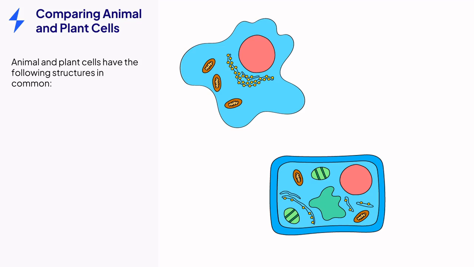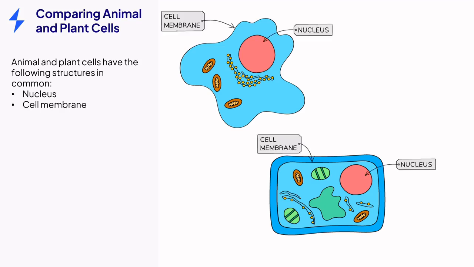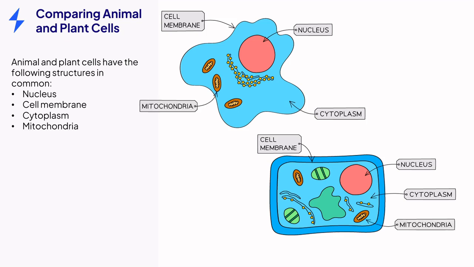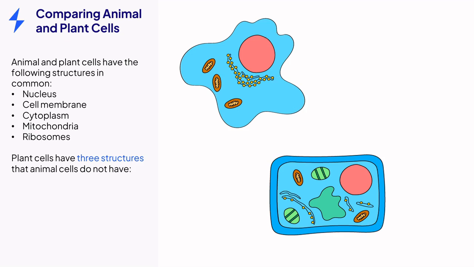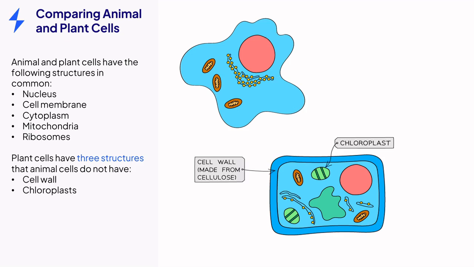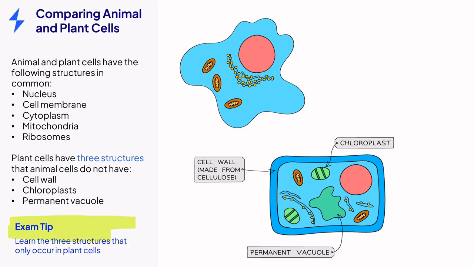You need to be able to distinguish between the five structures that occur in both plant and animal cells, so that includes the nucleus, cell membrane, cytoplasm, mitochondria, and ribosomes, and the structures that occur only in plant cells, so that's the cell wall, chloroplasts, and permanent vacuole. Remember that there are only three structures that occur in plant cells alone.